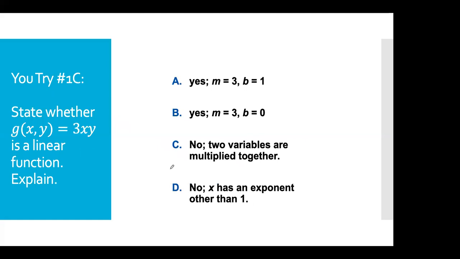All right, so next we have You Try number 1C. State whether g of xy equals 3xy is a linear function and explain. You should have looked and seen that we are multiplying 2 variables, so that does not work for us. It is not linear, so our answer is C. No, 2 variables are multiplied together.